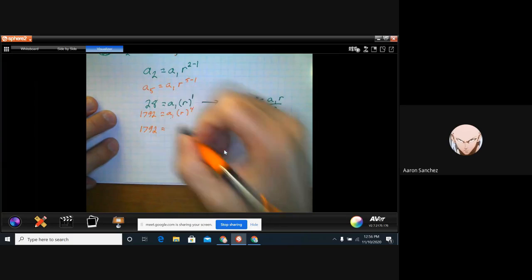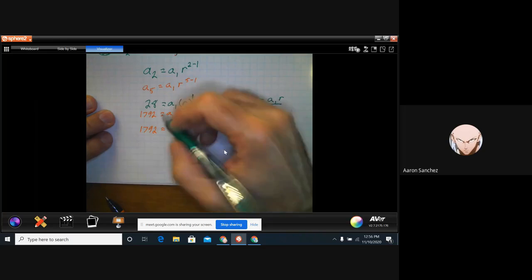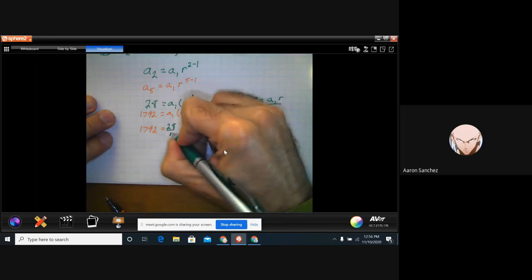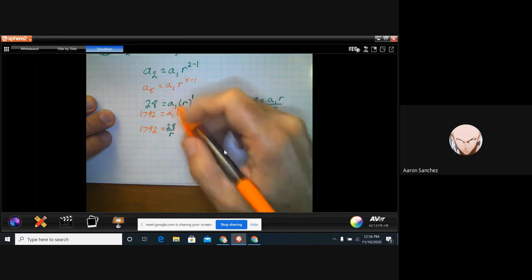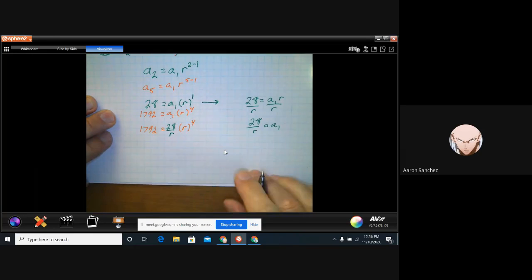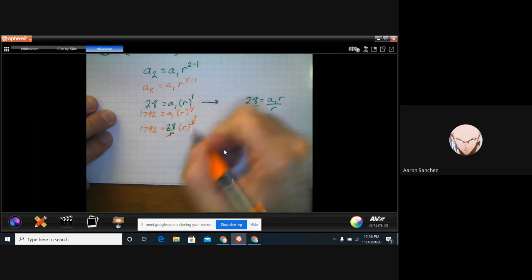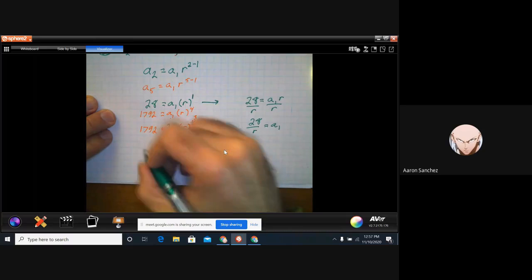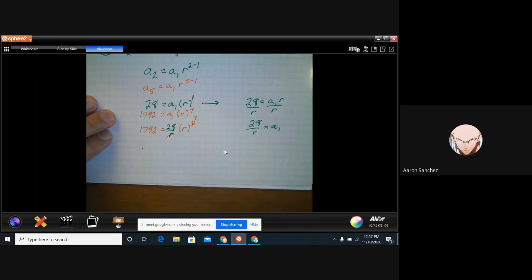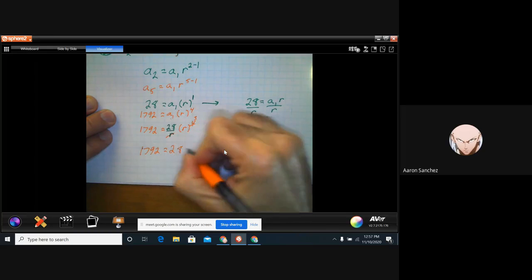So I have 1792 equals, okay, a sub 1. I'm going to put in 28 over r, so I'll do that in the green. 28 over r times r to the 4th. Now, these are going to cancel out. This will go away, and then this will become 3. If you need me to explain that better, I will, but it does. What color should I do? I'll do it all orange now. 1792 equals 28. Now, this is r cubed.